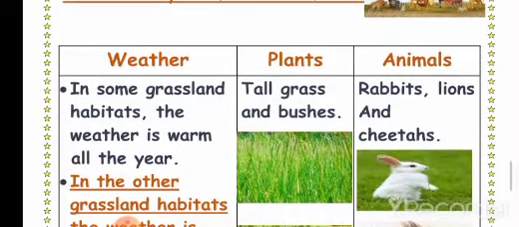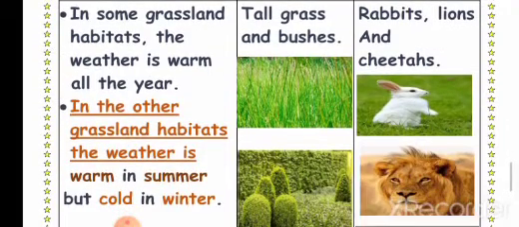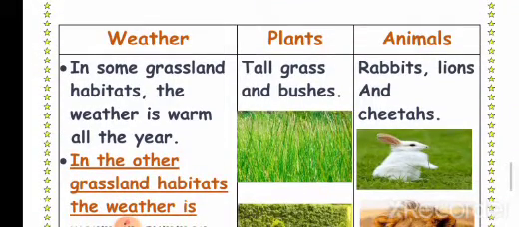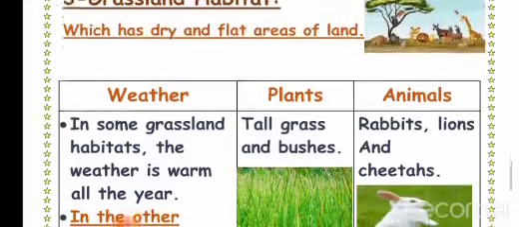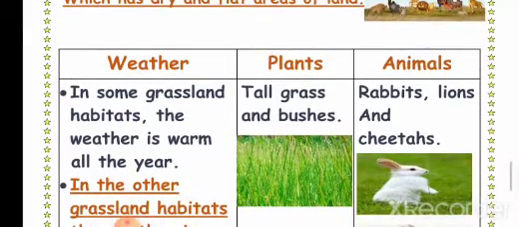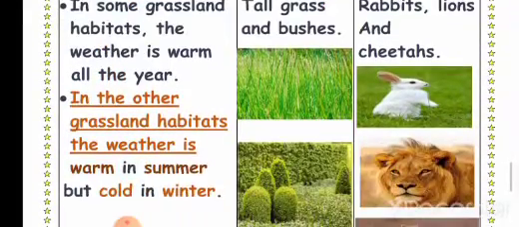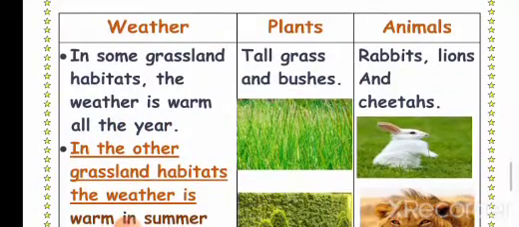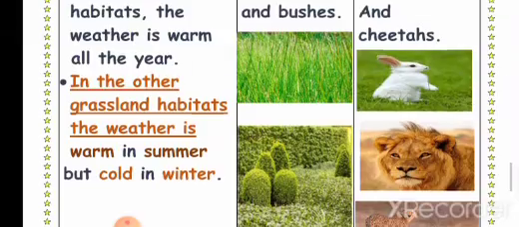For the weather, we have two types. Some grassland is warm all the year, and another grassland is warm in the summer, cold in winter. The plants that are found in the grassland habitat are tall grass and bushes. The animals are rabbits, lions, and cheetah.